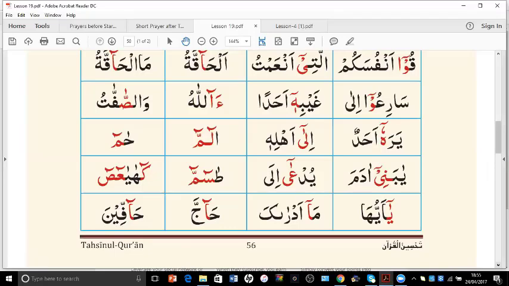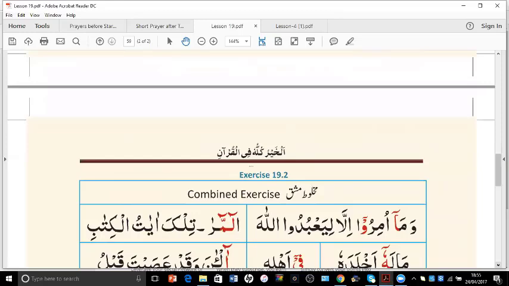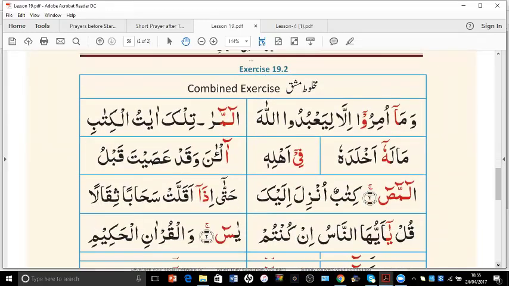Well done. Your reading is very nice. Very, very nice. I like how you combine the mushaddad letter. Thank you so much, sweetheart. We're just going to move on to the next exercise and do a couple of words here. So another student, please.